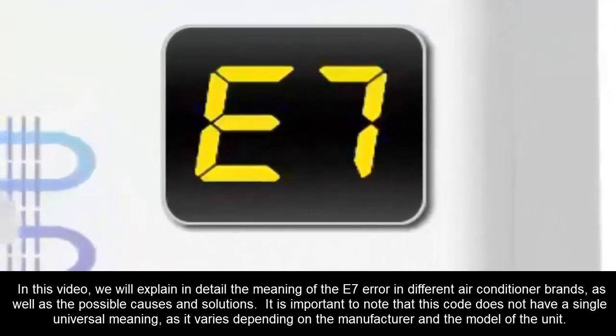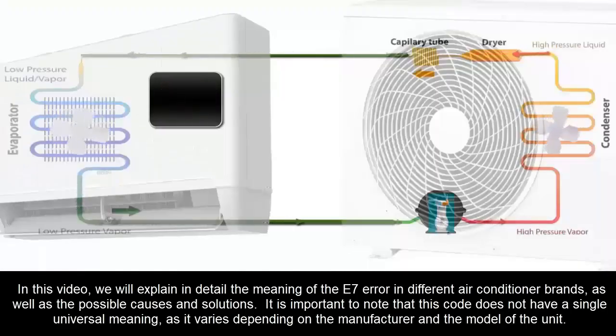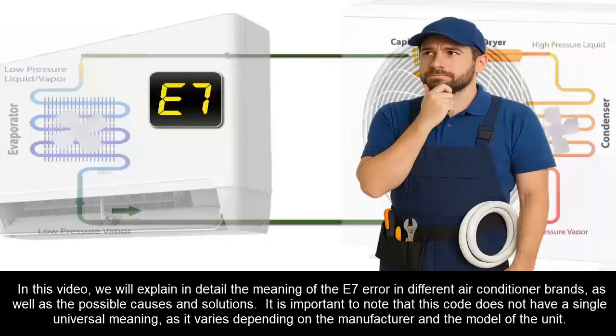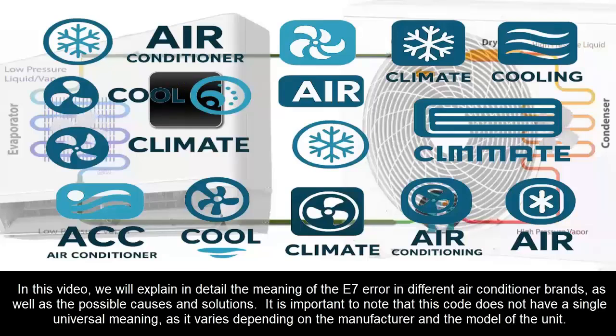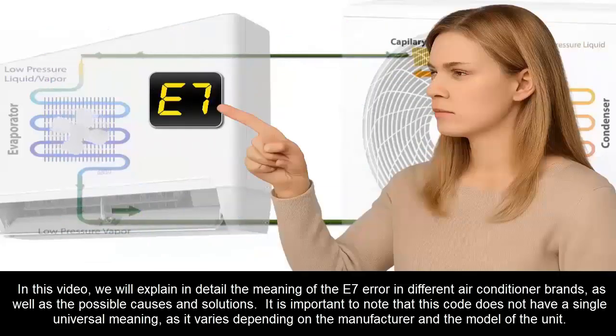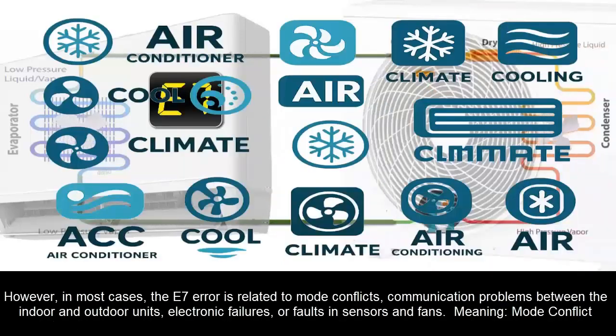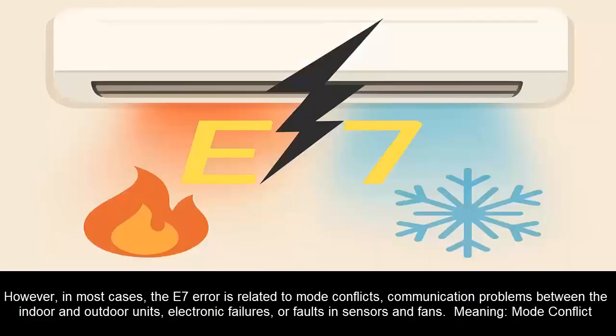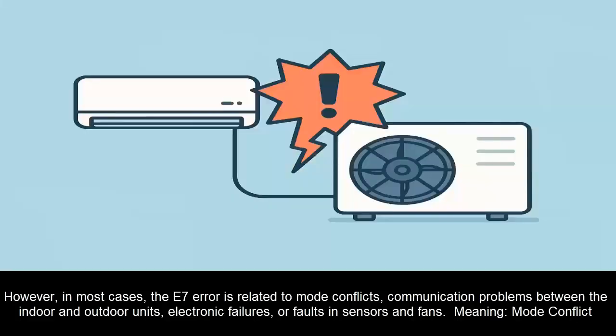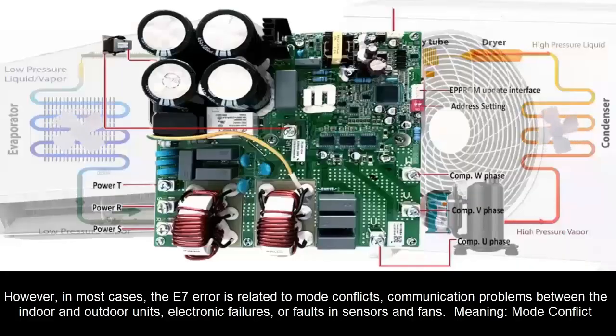In this video, we will explain in detail the meaning of the E7 error in different air conditioner brands, as well as the possible causes and solutions. It is important to note that this code does not have a single universal meaning, as it varies depending on the manufacturer and the model of the unit. However, in most cases, the E7 error is related to mode conflicts, communication problems between the indoor and outdoor units, electronic failures, or faults in sensors and fans.